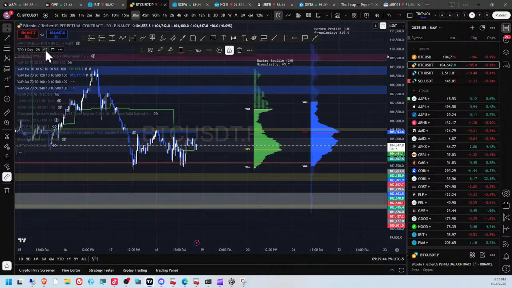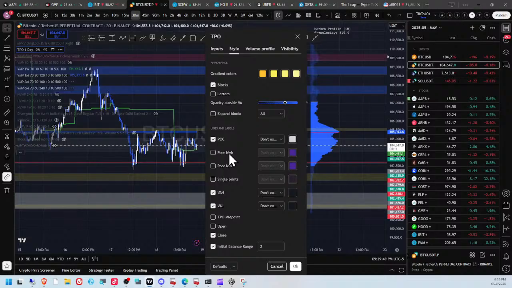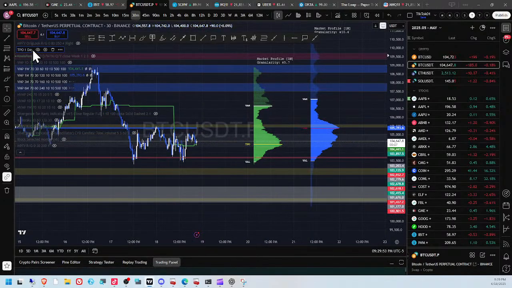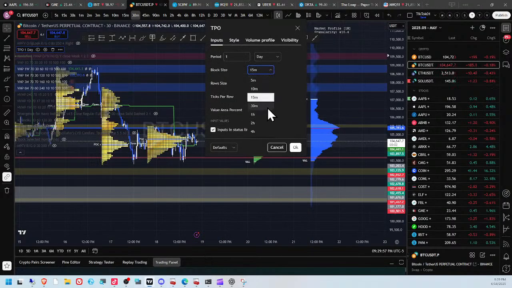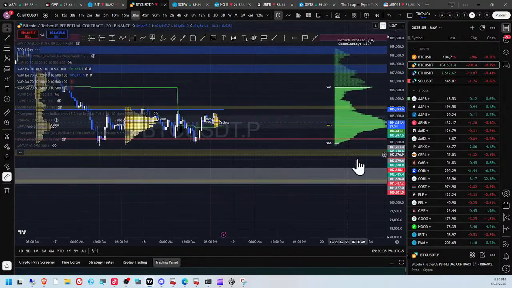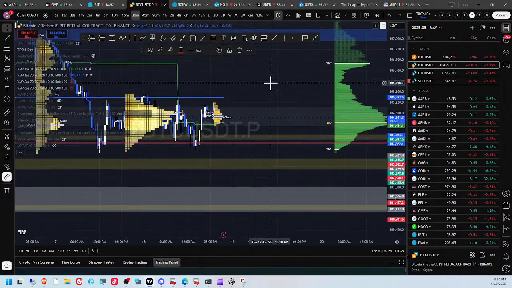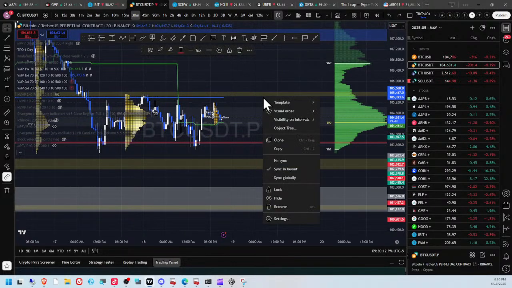Let's turn on the daily TPO to get the open and closes. And then let's make these settings automatic. And then let's do 400. I think I lowered it. Okay, but did I move something? Yep. How is this not locked? Okay, was it locked?